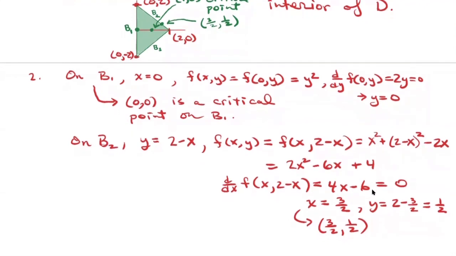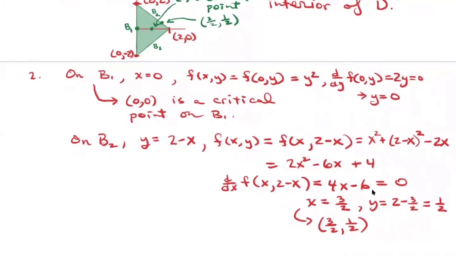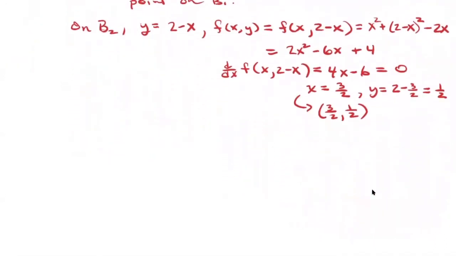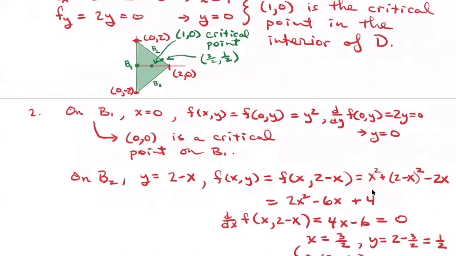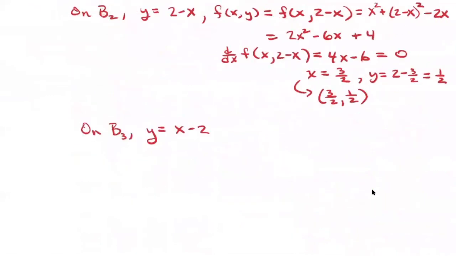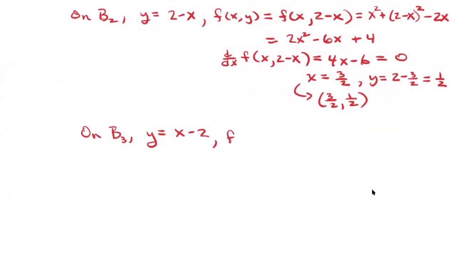All right. Now we have one more boundary, B3. Hopefully we won't get too much here. So we'll see. Okay, so on B3, y is, as was suggested, I think it's x minus 2. So that's got a slope of 1 and a y-intercept of negative 2. So it's x minus 2. And so f of x, y would be f of x and y is x minus 2, like that.